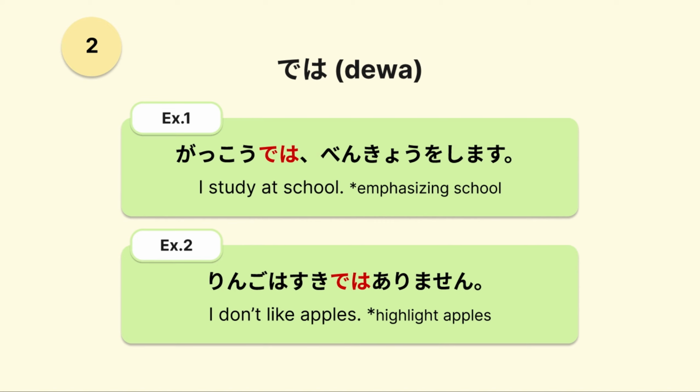Example 2. リンゴは好きではありません。I don't like apples. In this case, we highlight apples. リンゴは好きではありません。When we say "I don't like blah blah blah," we need 好きではありません all the time.